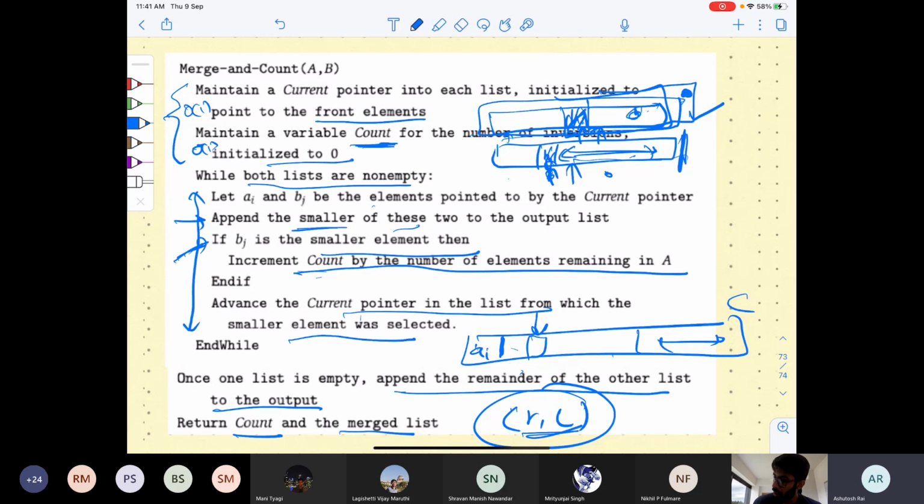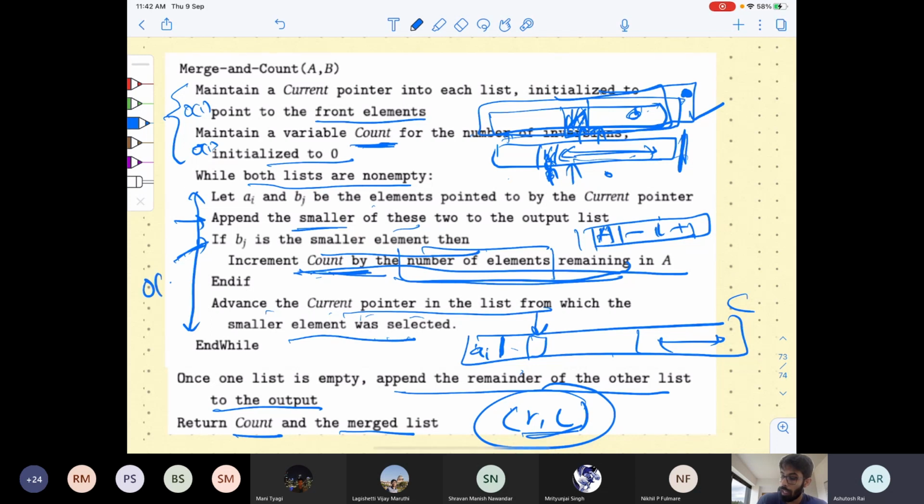And increment the counter, order one time, advance the current pointer. Sorry, increment the count not by one, but by the number of elements. But this number of elements you can also find in order one time by just subtracting from the size of A the number AI plus one, whatever. This number you can find in order one time. So every step of the while loop takes order one time, right?